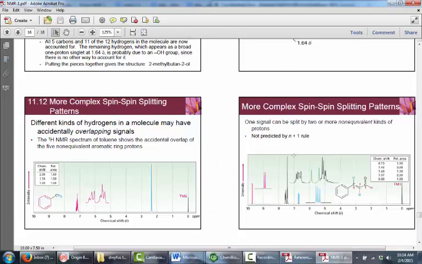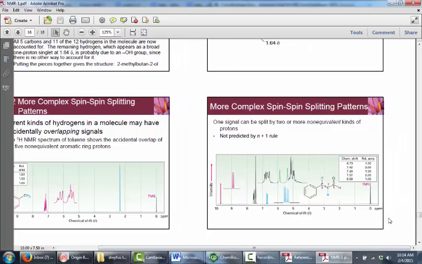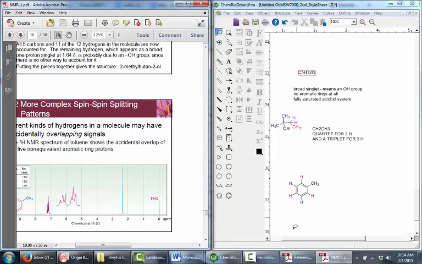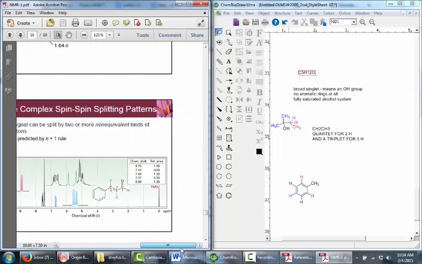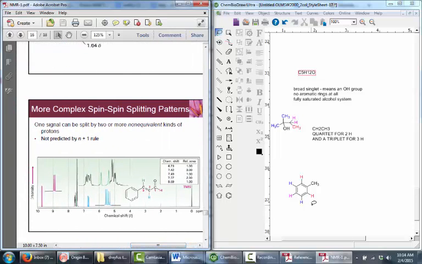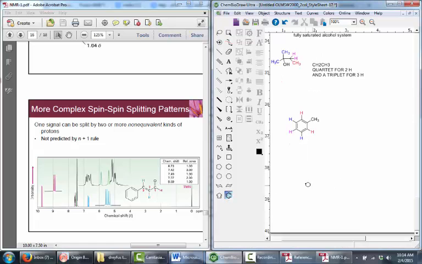What you can also see, and this is where things get a little more complicated, is that a single signal can be split by 2 or more non-equivalent protons. So what do I mean by that? Let's look at this example of trans-cinnamaldehyde. That's this guy here. Let's draw this structure and try to figure out together what it should look like.